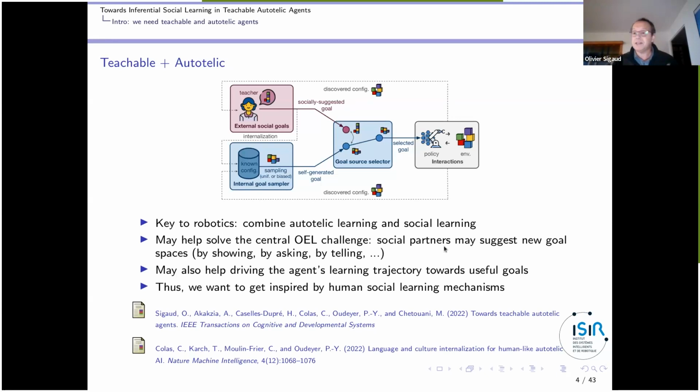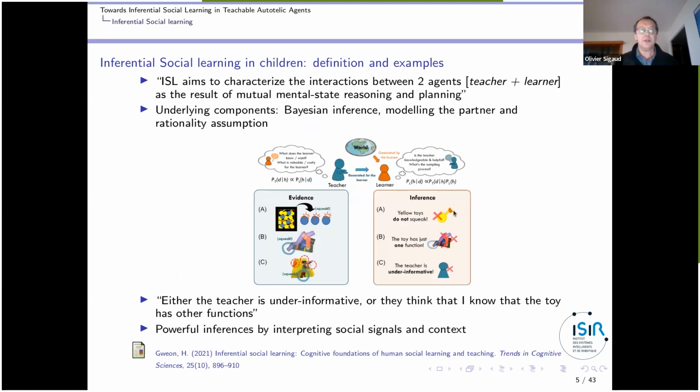So if we want to achieve this goal to have both teachable and autotelic agents, what we want to do is to get inspired by the way humans teach each other. So we want to get inspired by human social learning mechanisms. Okay. And that's how we came to this idea of inferential social learning. Okay. So what's inferential social learning?